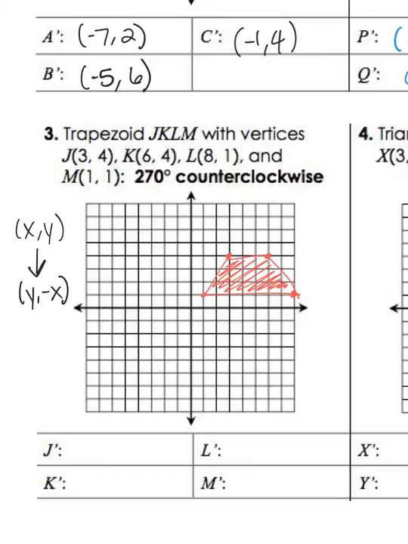And then 270. I'm going to switch x and y, but make x opposite, sorry. So (4, -3), (4, -6), (1, -8), and (1, -1). So (4, -3), (4, -6), (1, -1), and (1, -8). There we go.